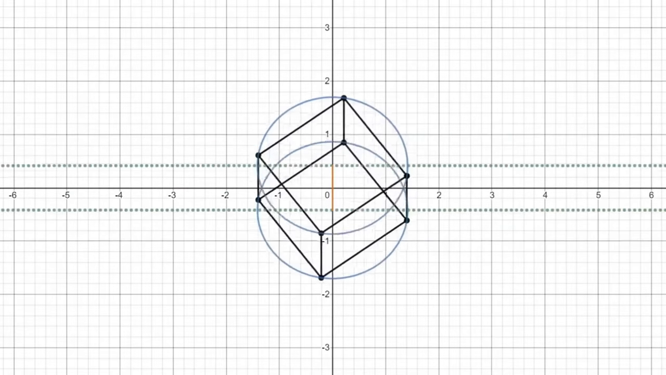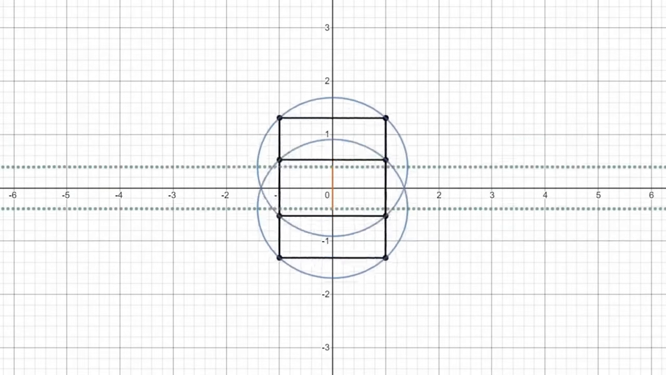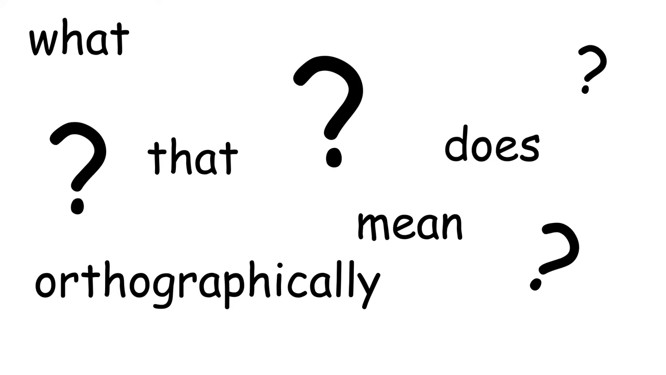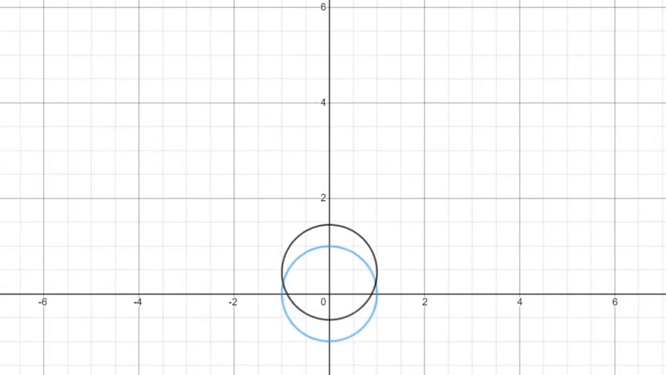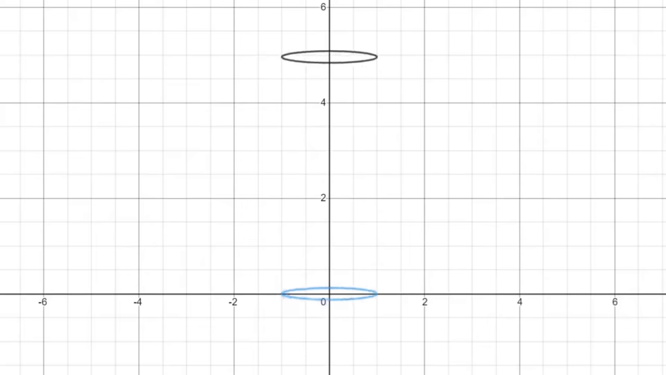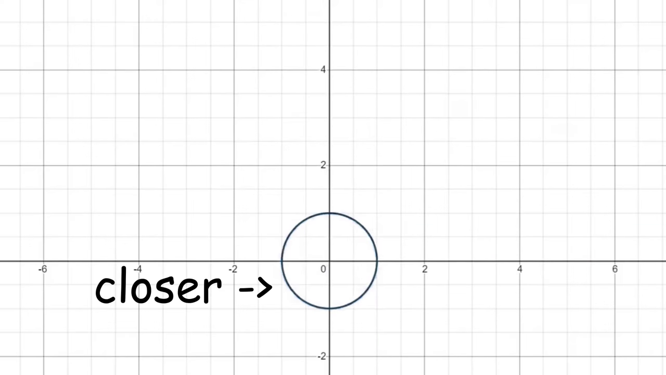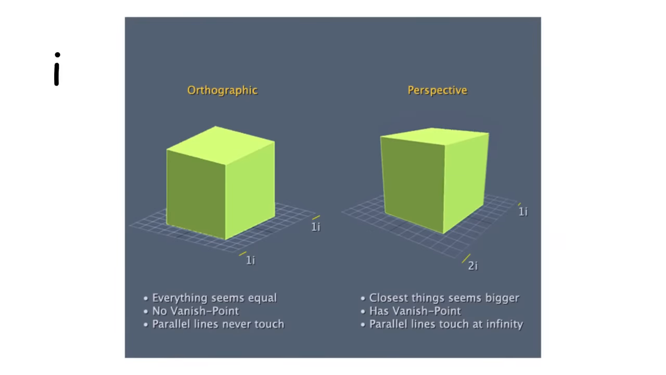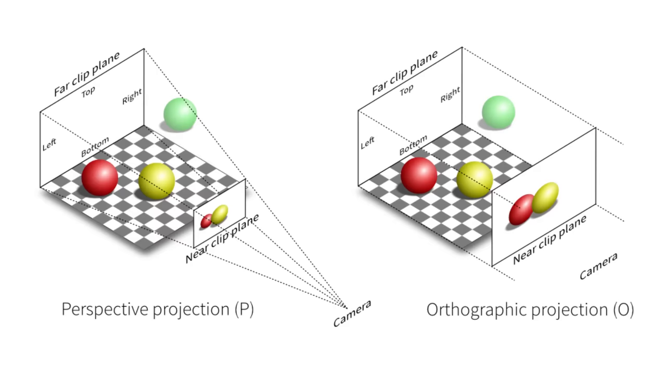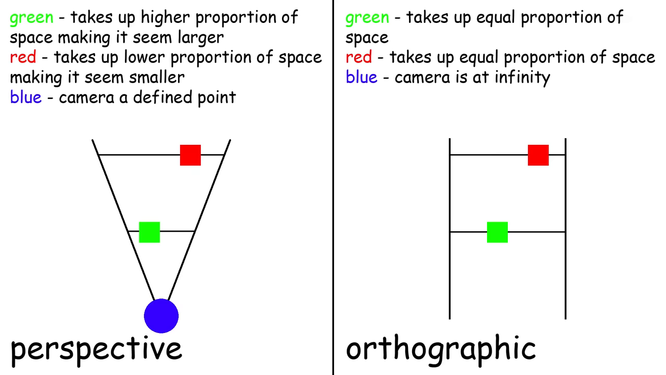Now we run into another problem though, and that's that we're graphing this orthographically. What does that mean? Well, basically, if we look at this black circle, is it in front of the blue circle or behind it? How about now? Exactly, you can't tell because objects closer to you are the same size as objects further away. This can be useful in some contexts, but I don't like it, so we're gonna make this a perspective 3D grapher, which means that closer objects look bigger. Here's a cool visual to demonstrate the difference.